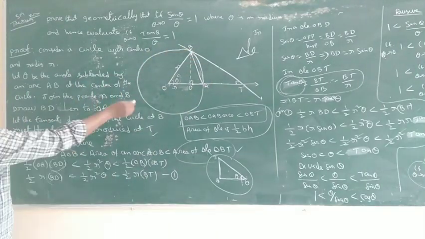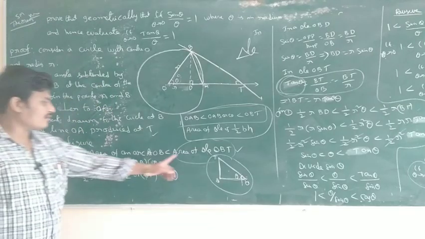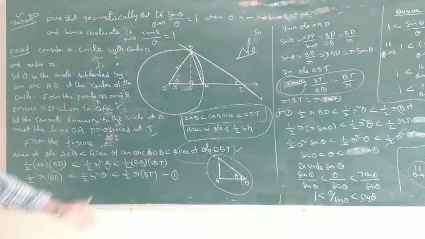This is the one-mark diagram. One mark for the diagram. This is the main point. One mark, three marks, and the remaining two marks.